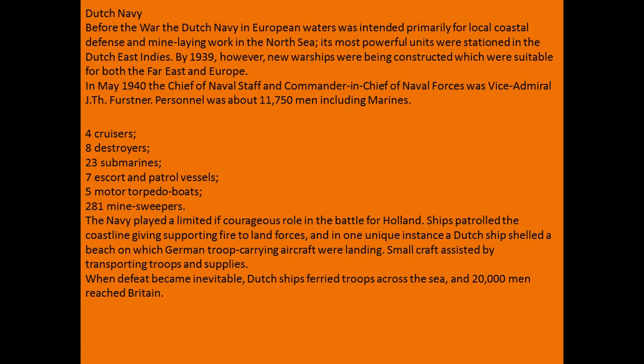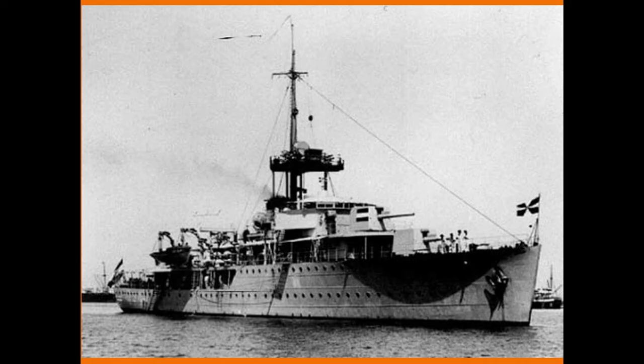Ships patrolled the coastline, giving supporting fire to land forces. And in one unique instance, a Dutch ship shelled a beach on which German troop-carrying aircraft were landing. Small craft assisted by transporting troops and supplies, of course. When defeat became inevitable, Dutch ships ferried troops across the sea, and 20,000 men reached Britain. Here's one of their destroyers.